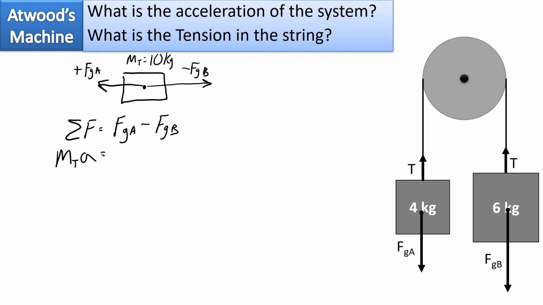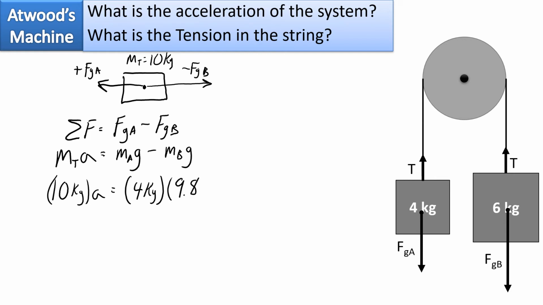Now FGA is equal to mAg, minus mBg. That's just FG equals mg. Now we could plug in some numbers, so 10 kilograms times the acceleration, and then this is 4 kilograms times 9.8, without a positive or negative because we already took into account the positive and negative direction. So we're just looking for the magnitude. We made that a minus on purpose, so let's keep that. And this is going to be 6 kilograms.